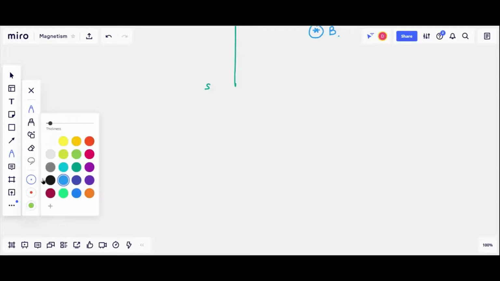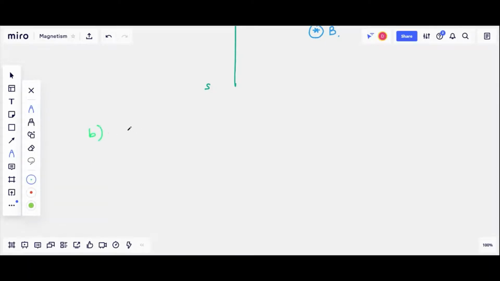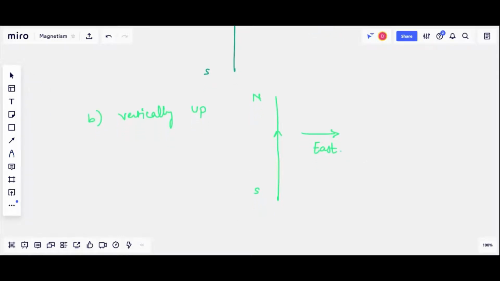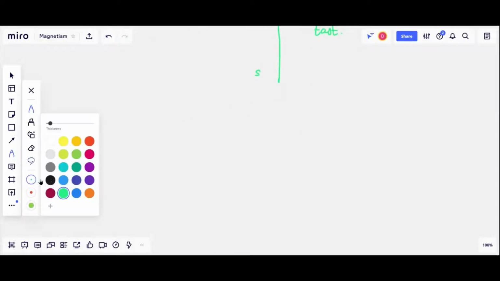If we talk about part B, we need to find the magnetic field at, let's say, vertically up. Any point which is vertically up means it is above the paper. So again, this is north, this is south, current is going towards north. If we place our hand, although the thumb will lie in this direction, our fingers will come vertically up. If they come vertically up, a push will come in this direction, which is east. So definitely the magnetic field will now be in the east direction.